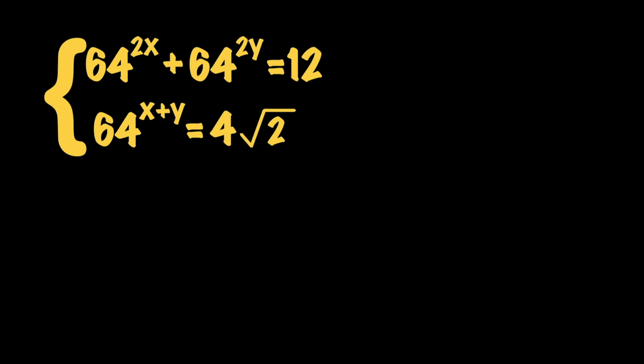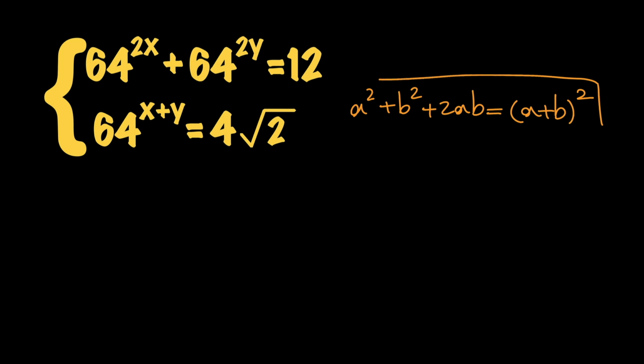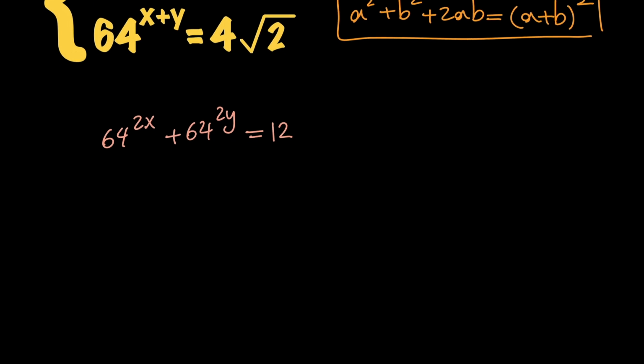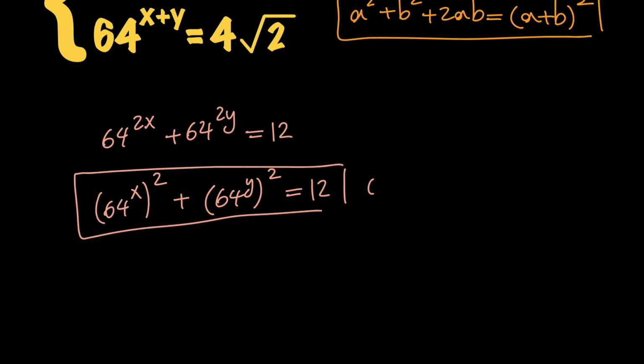So first of all, notice that whenever we have something in the form of a squared plus b squared plus 2ab, we're going to have a plus b quantity squared. Cool. So let's go ahead and use this to solve our system of equations. First of all, let's take a look at the first given equation. That is 64 to the power of 2x plus 64 to the power of 2y equals 12. So here's what I'm going to do. I'm going to replace 64 to the power of 2x with 64 to the power of x, squared, plus I'm going to replace 64 to the power of 2y with 64 to the power of y, squared. So we're going to have this, and I'm going to call this equation number 1.